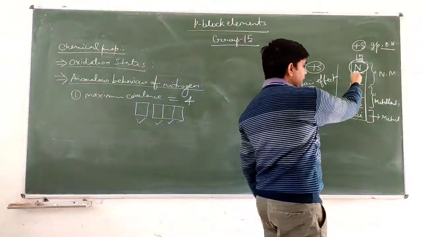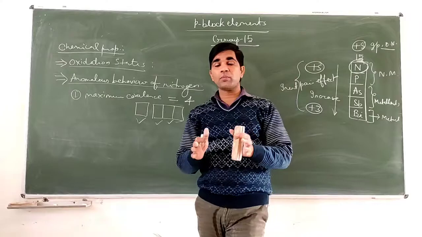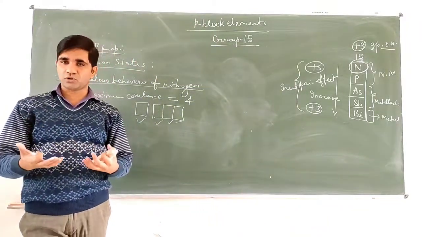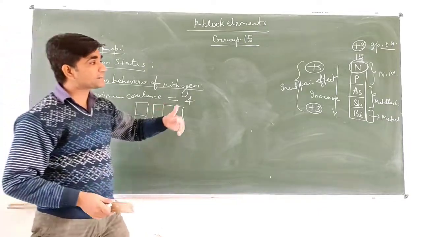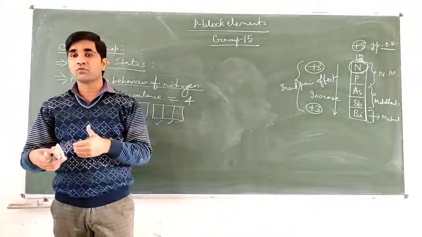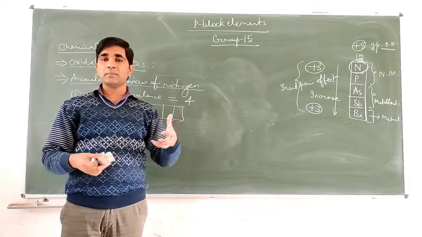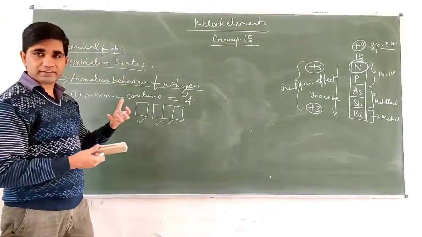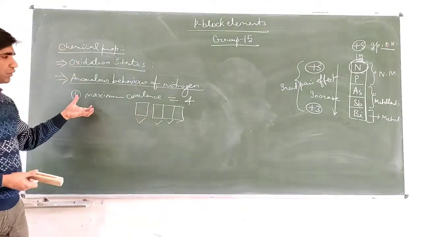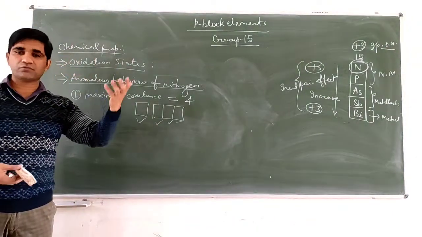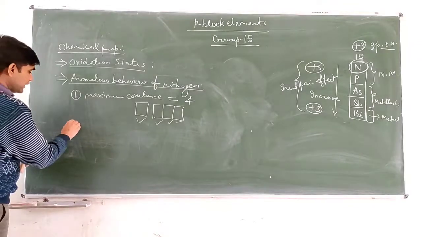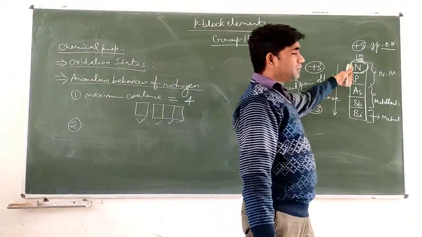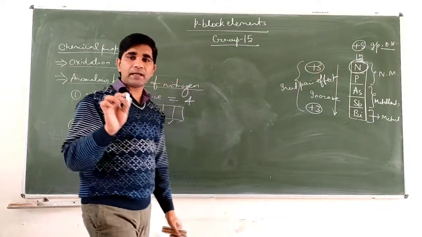But the other elements have d orbitals also. So they can use their d orbitals for bond formation. That is the reason their maximum covalence can go beyond 4 and they can exhibit a covalence of 6 as well. Clear? 6 covalence also. But the maximum covalence for nitrogen cannot go beyond 4. The second anomalous behavior is that the first element, nitrogen, can form only p pi-p pi bonds.